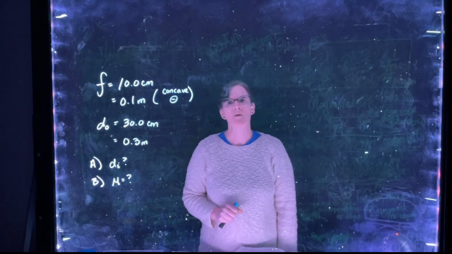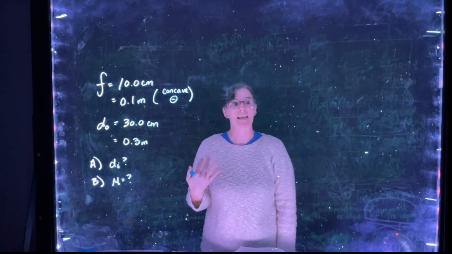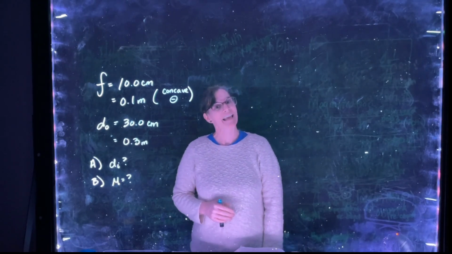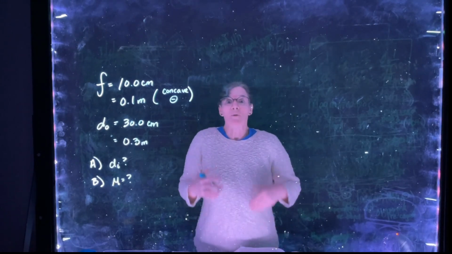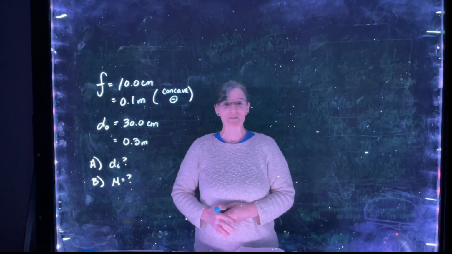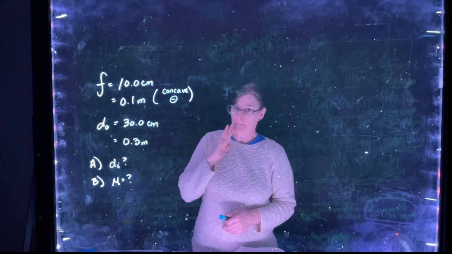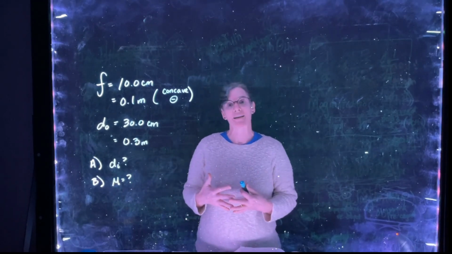Let's do a practice problem with finding information about an image in a concave lens. So we use the thin lens equation just like we do for convex lenses and mirrors, but we're going to keep track of our signs.